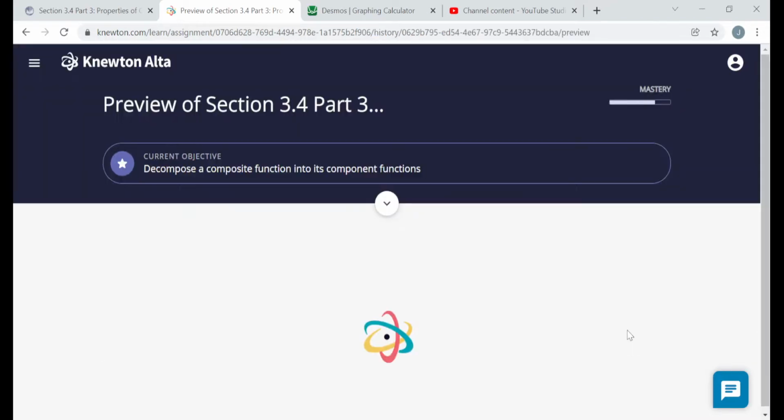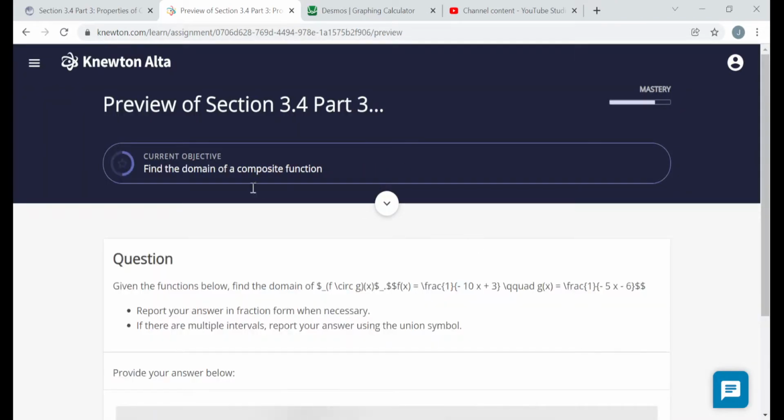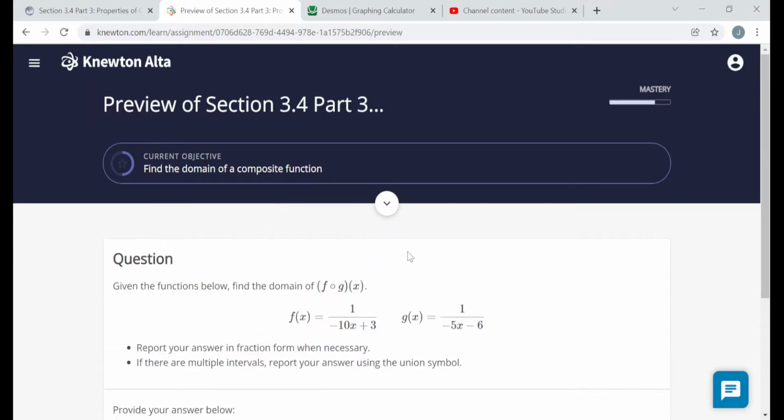Alright, so the last couple problems should be back to that domain. Alright, find the domain of a composite. So I'll go back to writing these. Right, these are a little trickier.